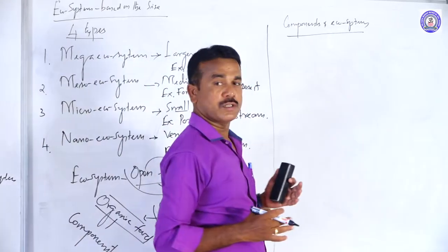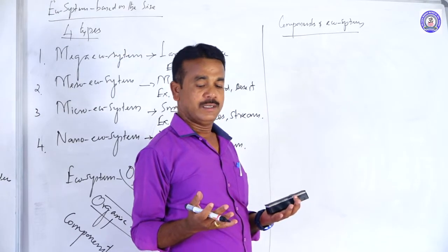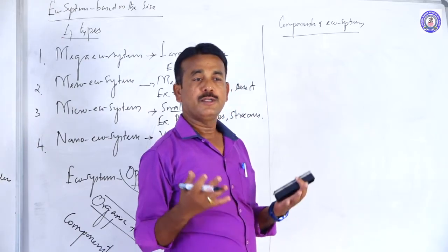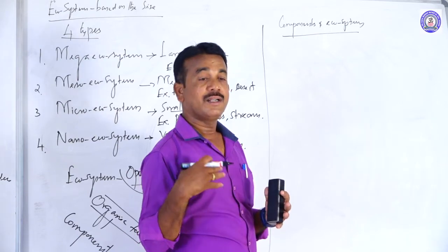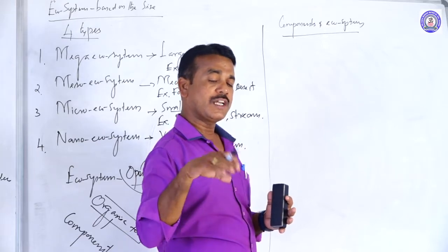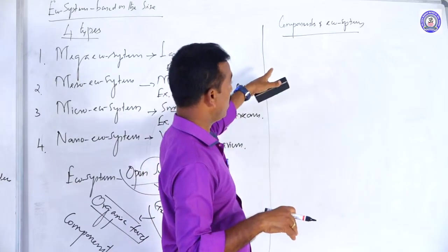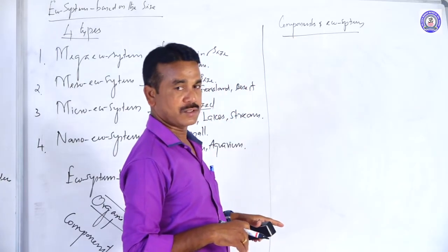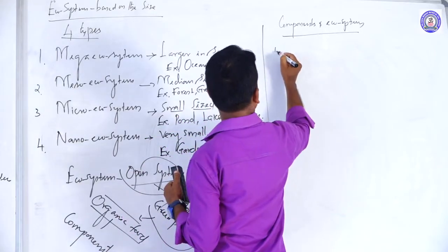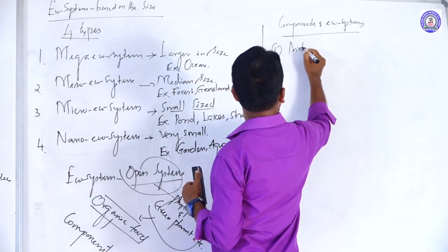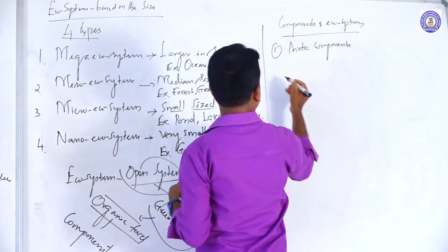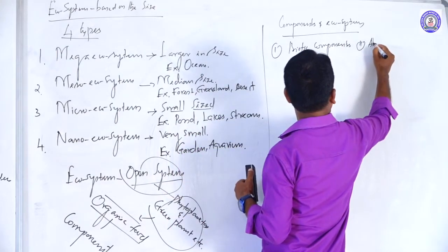So, ecosystem is an open system. Its input is solar energy, and utilizing green components, it prepares so many kinds of organic matter. That organic matter is transferred to so many other components. Due to the transfer of organic matter among components, these are commonly called components of ecosystem. What are the components of ecosystem? One is biotic components, and the second one is abiotic components.